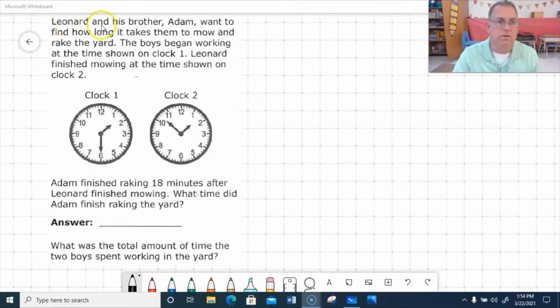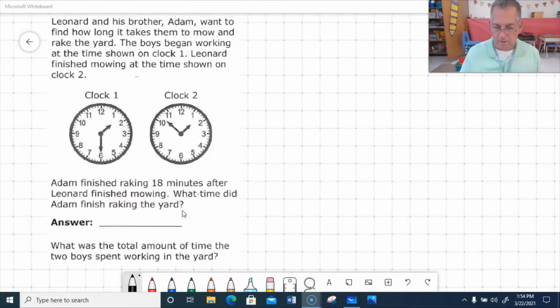Follow along as I read. It says Leonard and his brother Adam want to find how long it takes them to mow and rake the yard. The boys began working at the time shown on clock 1. Leonard finished mowing at the time shown on clock 2. Adam finished raking 18 minutes after Leonard finished mowing. What time did Adam finish raking the yard?